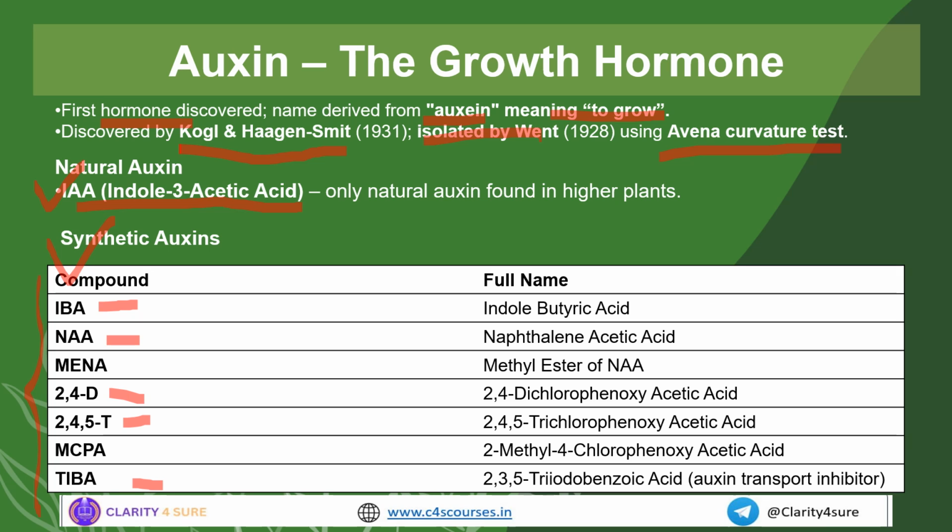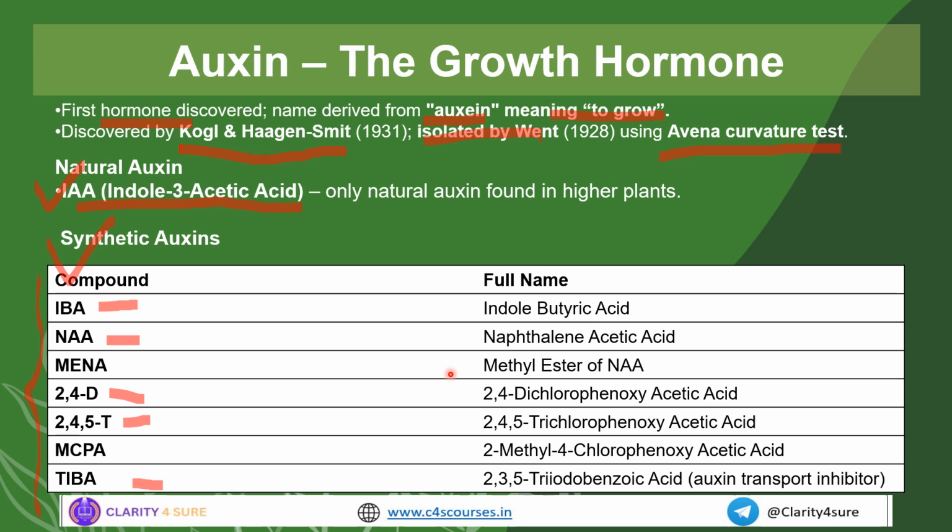So इन सब के तो आपको chemical name पता होनी ही चाहिए. Okay, you should remember all these synthetic auxins' chemical names. So first is IBA, which is indole butyric acid. Second is NAA, which is naphthalene acetic acid. 2,4-D is known as 2,4-dichlorophenoxy acetic acid. 2,4,5-T is 2,4,5-trichlorophenoxy acetic acid, and TIBA is known as 2,3,5-triiodobenzoic acid.